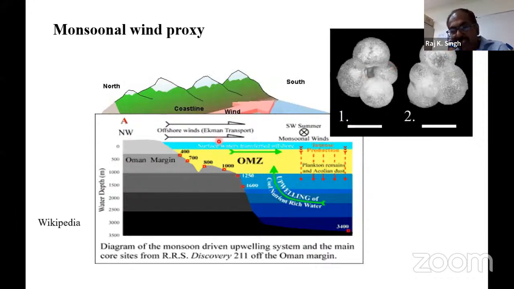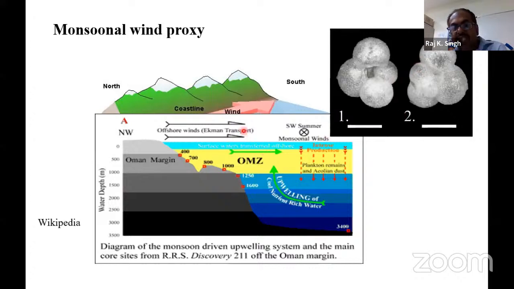In the initial studies, which I'll show you also, people talked about the evolution and intensification of the monsoon on the basis of population counts. So the higher the monsoonal wind strength, the more upwelling and the more of these little creatures, Globigerina bulloides, will be there.